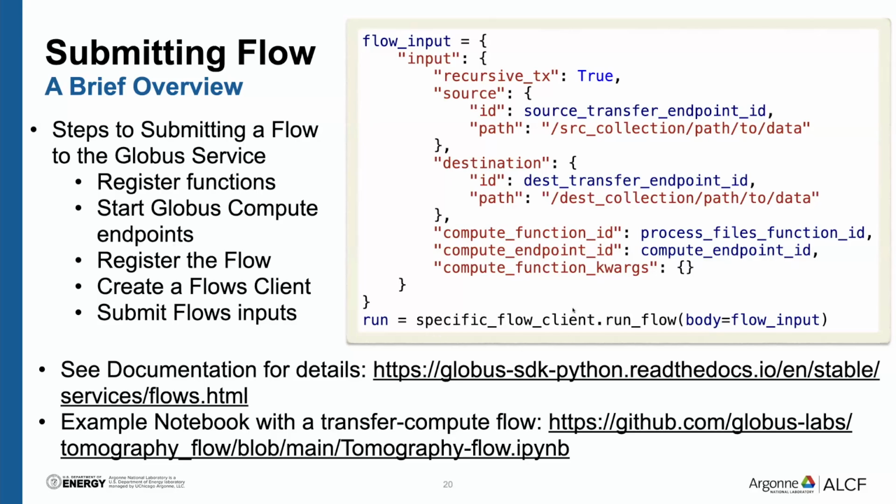And then once you have a particular flows client for your particular case, in this case this is using a specific flows client, then you'll run the flow with the flow input. You can get more information on these details in the Globus documentation, and there's a nice example notebook doing some of this work in this repo that you can look at.